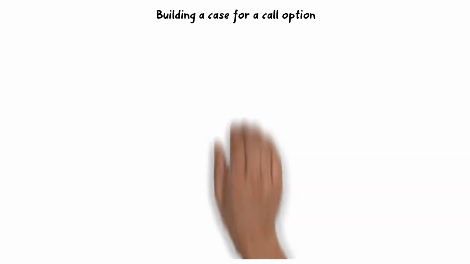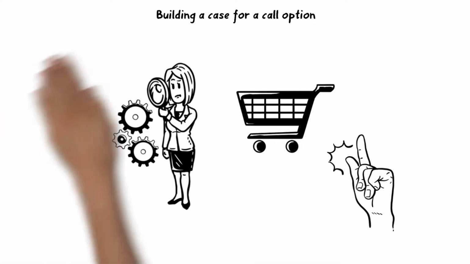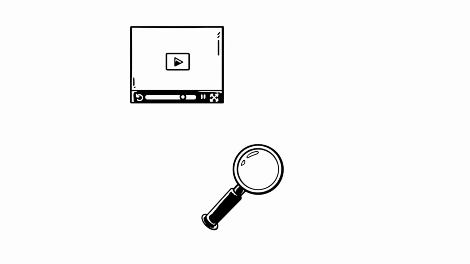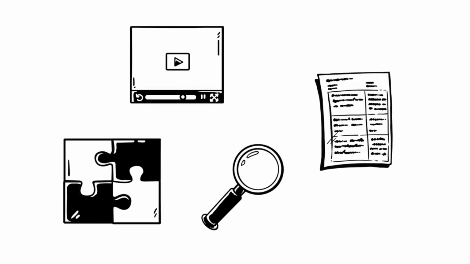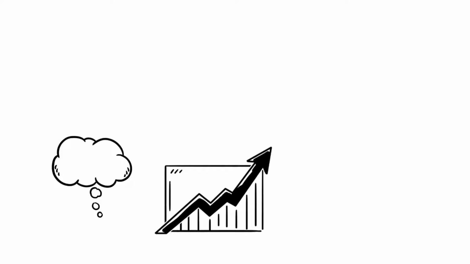Building a case for a call option. There are many situations in the market that warrant the purchase of a call option. Here is one that I just discovered while writing this video, though the example would fit well in the context of our discussions. Have a look at the chart on screen. The stock in consideration is Bajaj Auto Limited. As you may know, they are one of India's biggest manufacturers of two-wheelers. For various reasons, the stock has been beaten down in the market, so much so that the stock is trading at its 52-week low price. I believe there could be an opportunity to initiate a trade here.